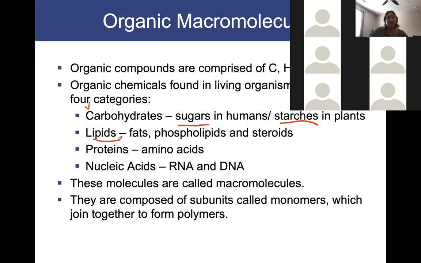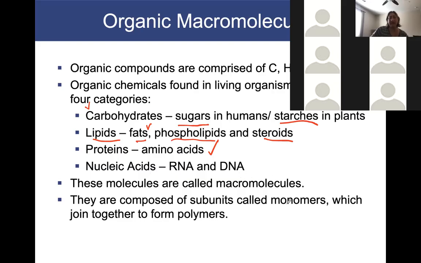Lipids is the next category. Those are our fats. So when we think of lipids, we think of triglycerides, which are typically our animal fats. Phospholipids hold our cell membranes together, and steroids are from cholesterol. Proteins are the next group. They are what our muscles are made of. They're made up of amino acids, and then we have nucleic acids like RNA and DNA. All of these are called macromolecules.